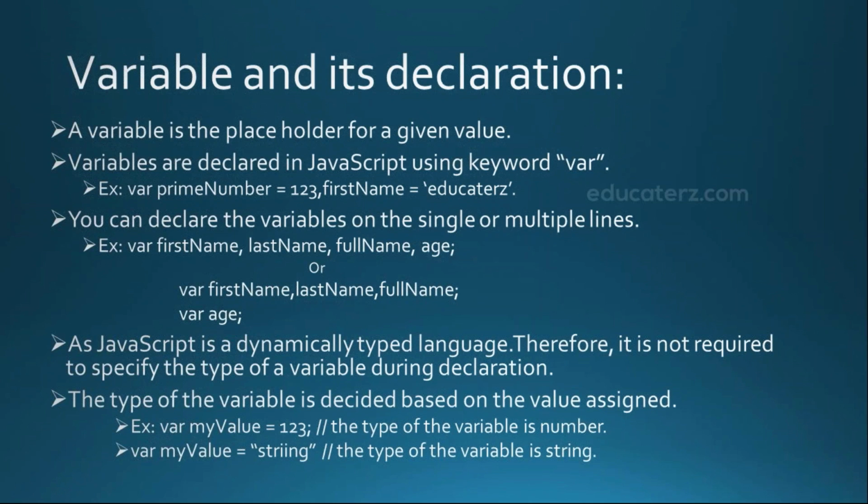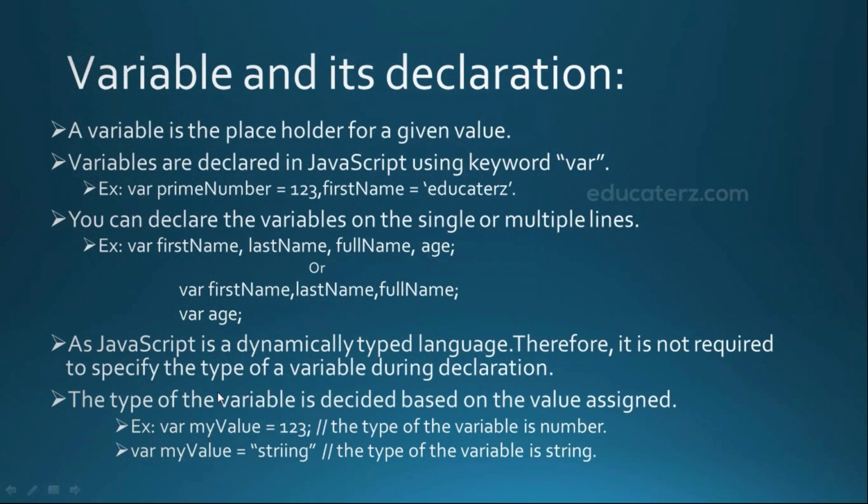As JavaScript is a dynamically typed language, it is not required to specify the type of a variable during declaration. Unlike other programming languages, where we specify the type of the variable, here in JavaScript we need not declare the type of the variable during the declaration. The type of the variable is decided based on the value assigned.